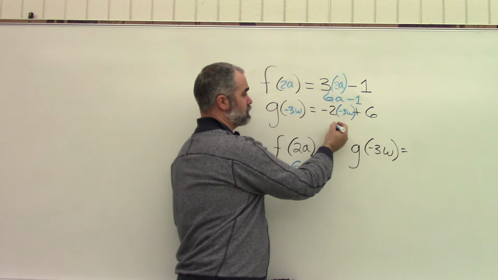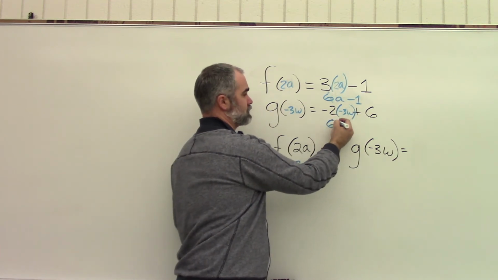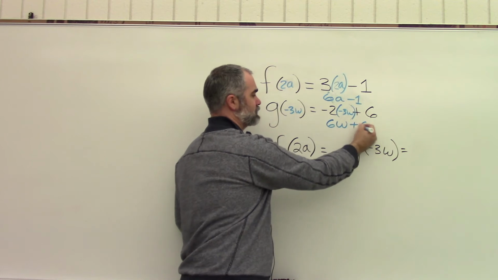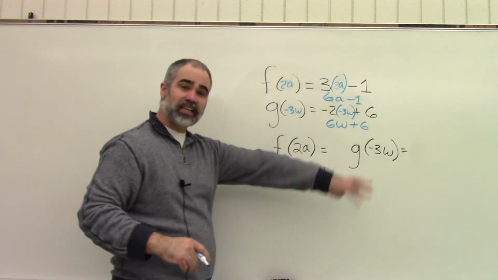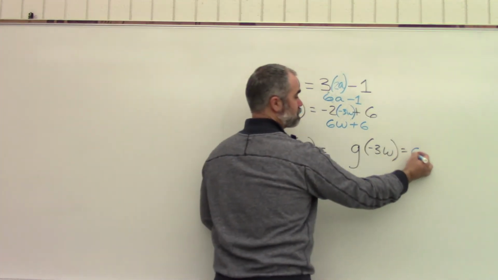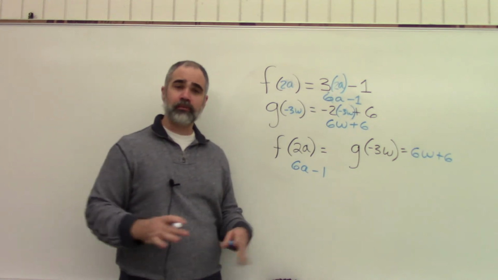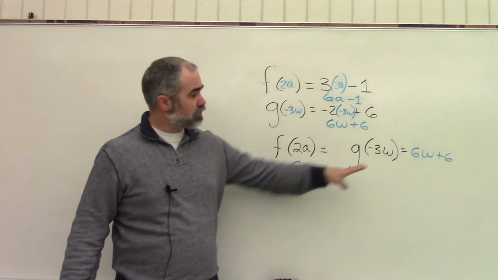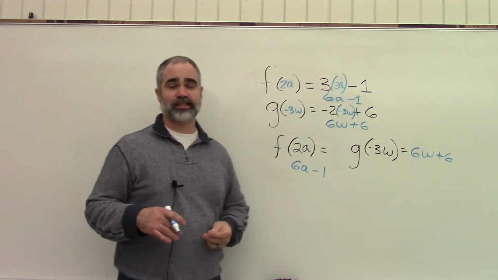So I've got negative 2 times negative 3w. That is a positive 6w plus 6. And that doesn't simplify any farther. So g of negative 3w can be simplified to 6w plus 6. Now, I can't do any more with that problem. I don't know what w is, so your answer would simply be that. It's the expression 6w plus 6.